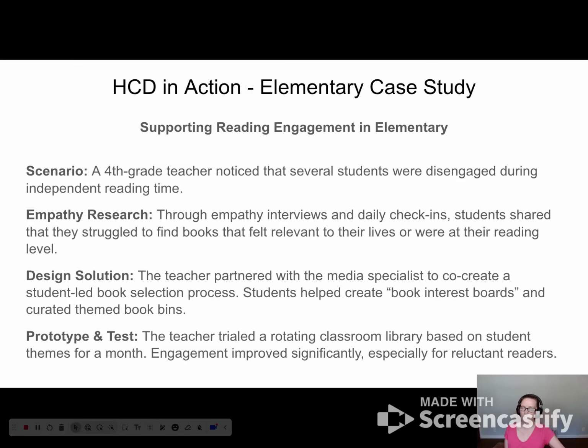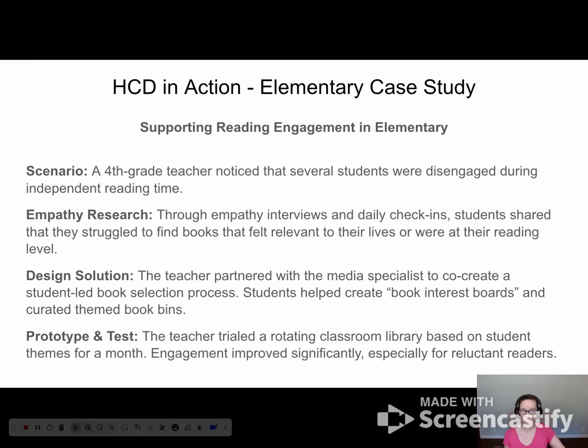And then human-centered design in action. So this is a case study for elementary. And the case study is supporting reading engagement in elementary. This example comes from a fourth grade classroom where students weren't connecting with independent reading time. By listening carefully during empathy interviews, the teacher discovered that students felt disconnected from the available books.